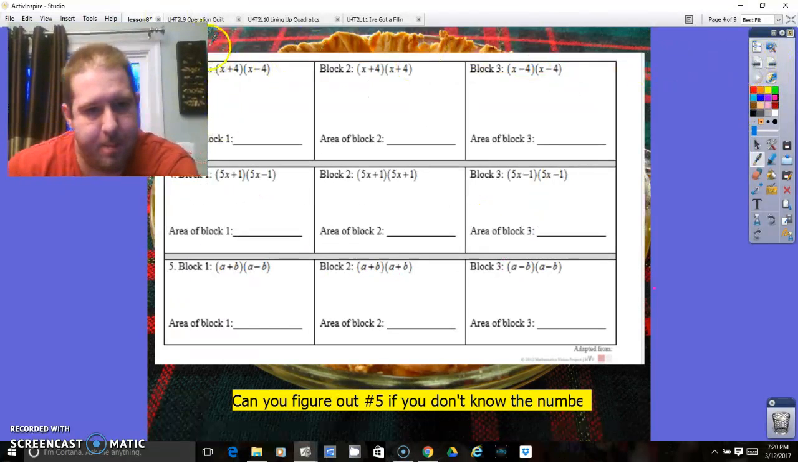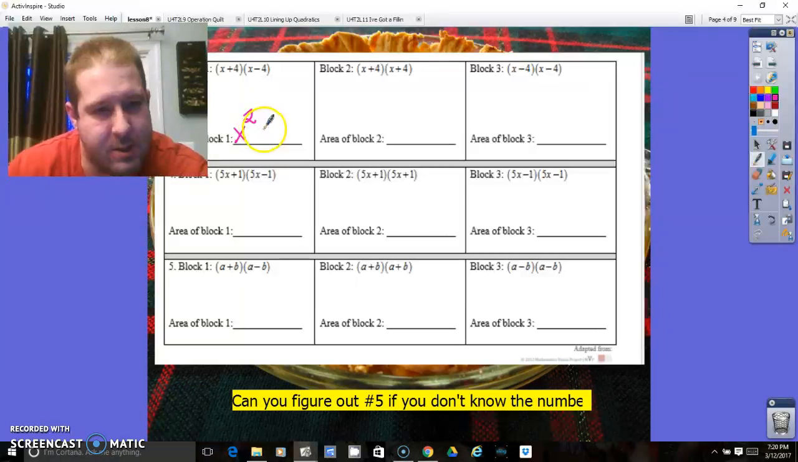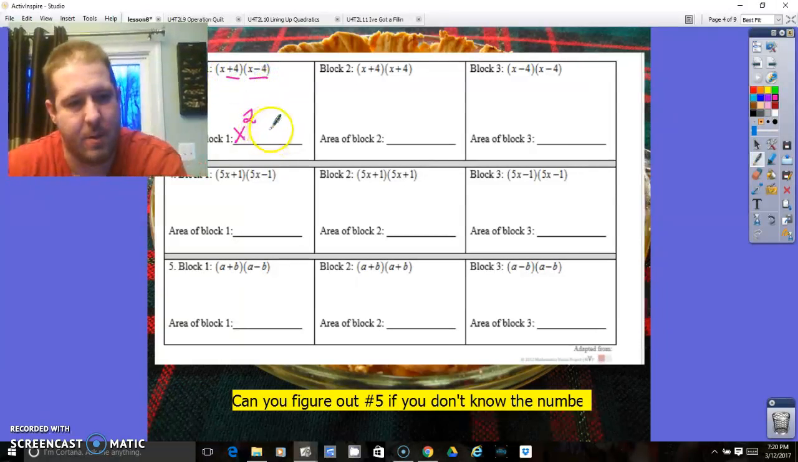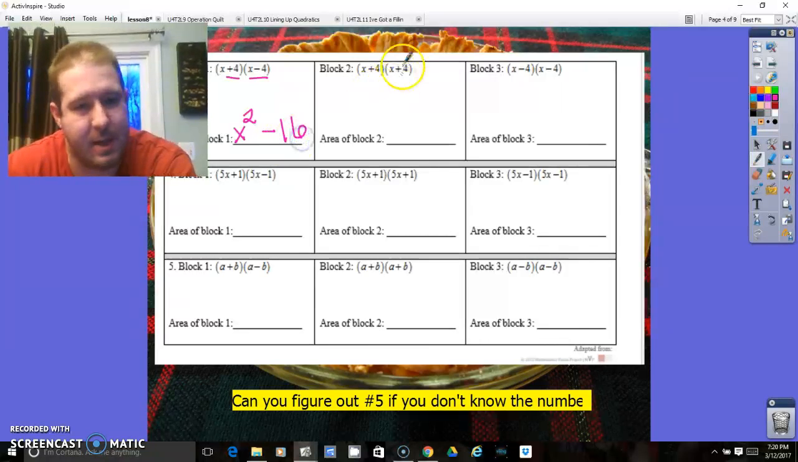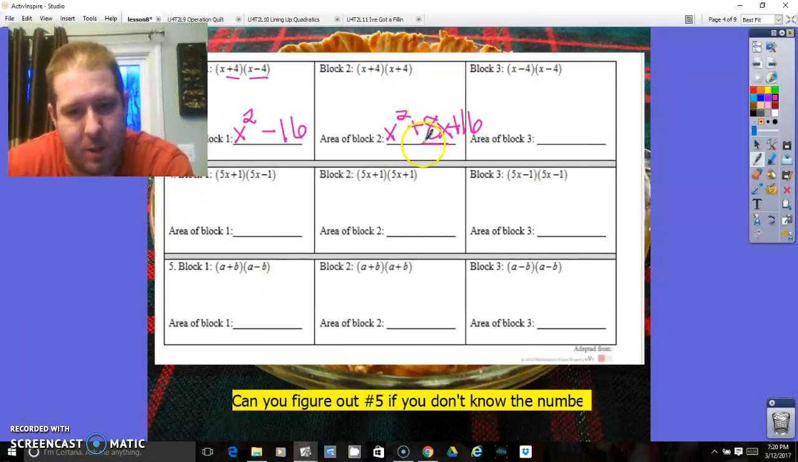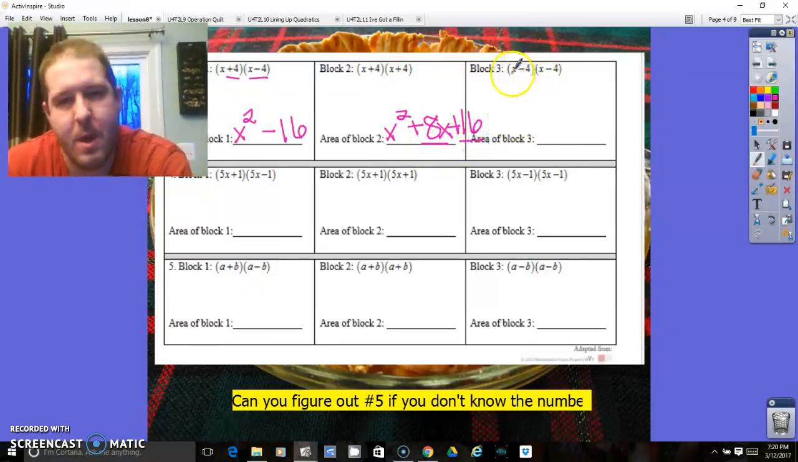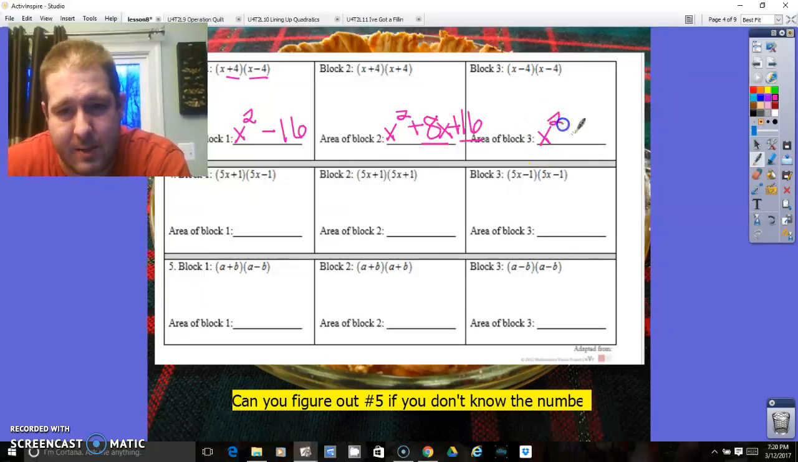All right, so same thing goes for these top three questions right here. So the area of this square is going to be x squared, like we just learned a second ago. Difference of squares, because one's positive, one's negative, they cancel. So it's going to be x squared minus 16. This one's going to be x squared plus 8x plus 16. Once again, 4 plus 4, 4 times 4. And last but not least, we got x squared minus 8x plus 16.